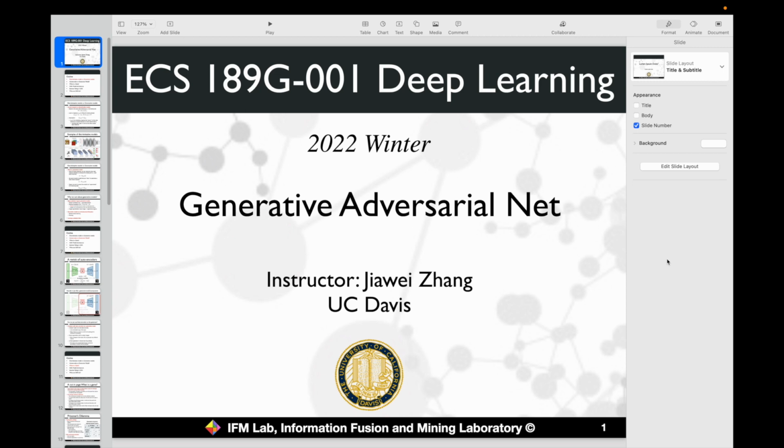in a different way. So in this talk, we'll discuss what a GAN is and how to train a GAN, as well as how to apply a GAN to generate some new images. And here's the outline for today's talk.